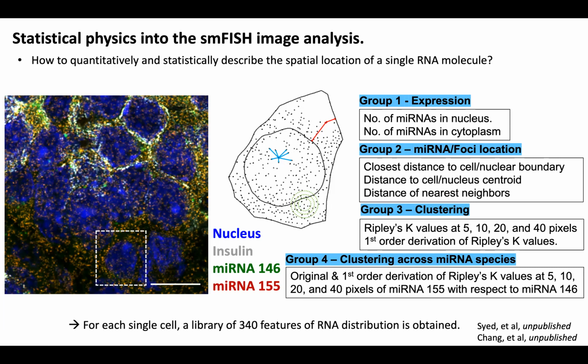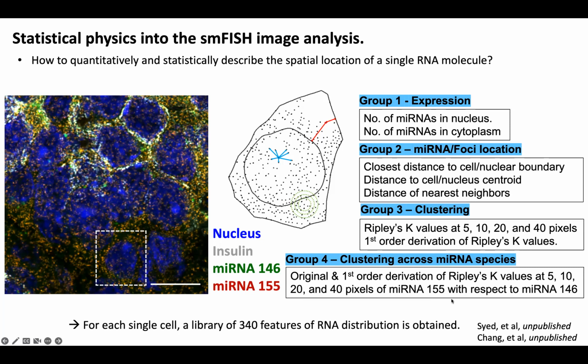For example, their distance to the cell boundary, the distance to the cell centroid, and the distance to the nearest neighbors. The third category is the clustering. This is the major information that we obtained with this statistical, physical, and quantitative approach. We use a mathematical function called Ripley's K, a value that represents how clustered the foci are within a radius of a circle.